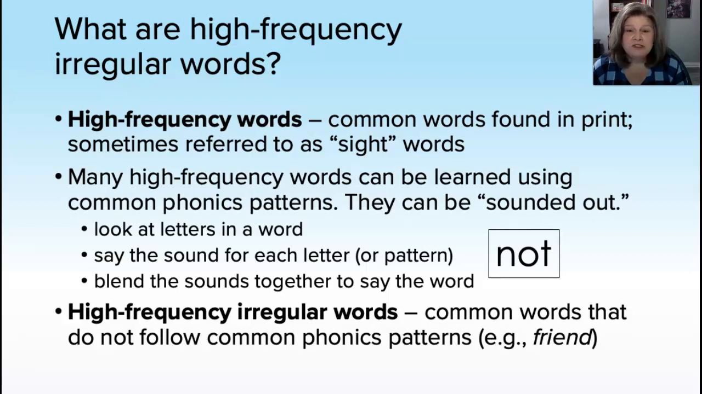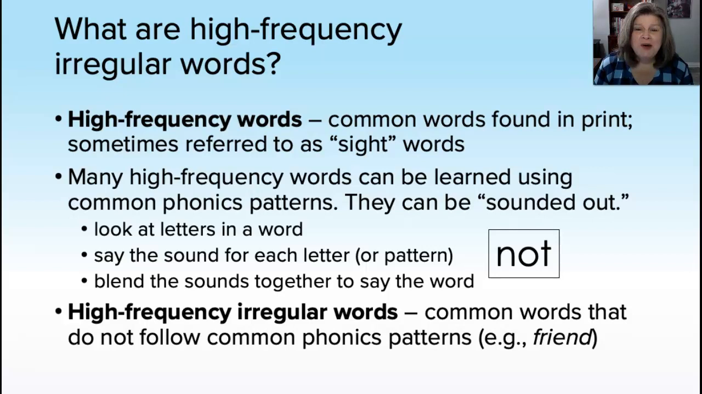So what a student would do is look at the letters in a word, like this word not. They would look at the N and think N. They'd look at the O and say ah. They look at the T and they say T. So N, ah, T. So that's the letter sounds, and then they have phonemic awareness. They're able to blend those sounds together to say the word not.